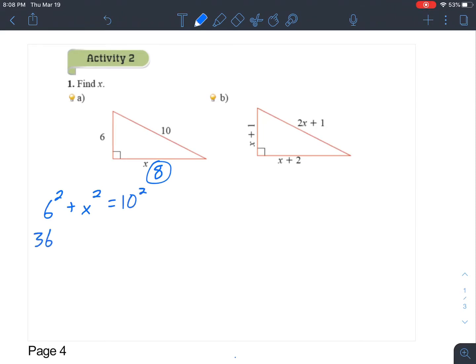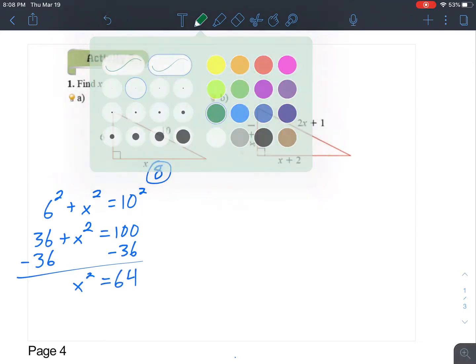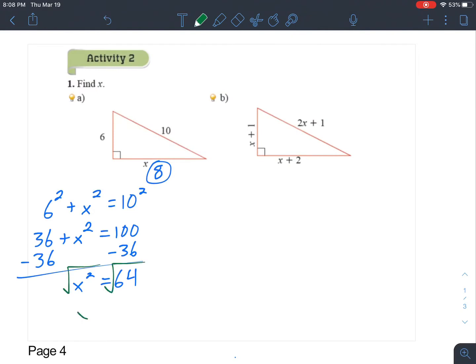We would have had 6 squared plus x squared equals 10 squared. Then we have 36 plus x squared is equal to 100. We subtract 36 from both sides, and we're going to get x squared equals 64. And then finally, if we take the square root of both sides, that's going to show us that x equals 8.